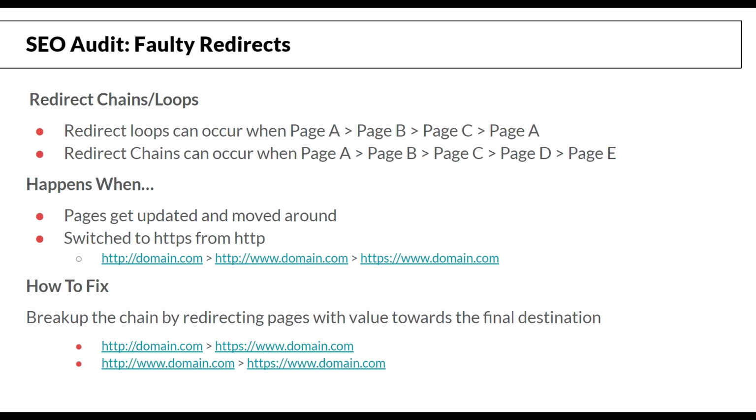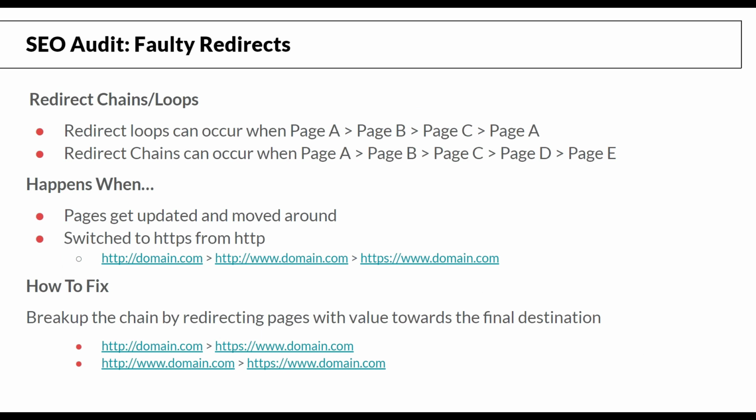And redirect chains and loops can definitely occur, especially for our older sites when we don't have as much maintenance, for instance. Loops are whenever we go from page A to page B, back to page A, or sometimes even longer loops, like back to page C and then back to page A. And chains are really just lengthy redirects, so page A to page B to C to D to E, and so on and so forth.